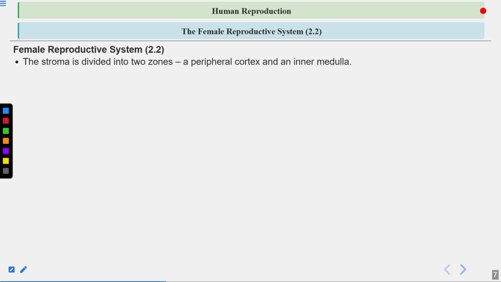So we're talking about the ovarian stroma. This ovarian stroma is further divided into 2 zones: the peripheral cortex and the inner medulla. The peripheral region is always the cortex and the inner region is always the medulla. You have to remember this. If you cut a section of any internal organ, like the kidney, the peripheral region is always known as the cortex, and the inner region is always known as the medulla.